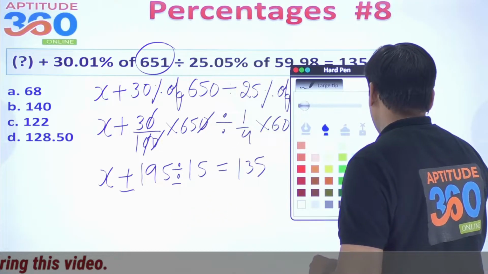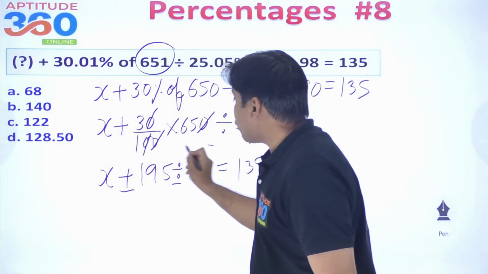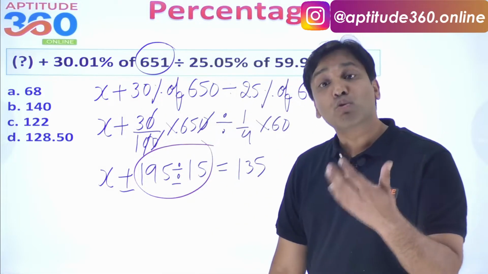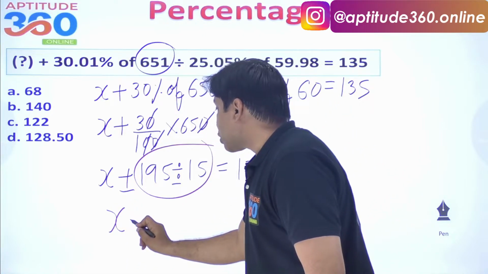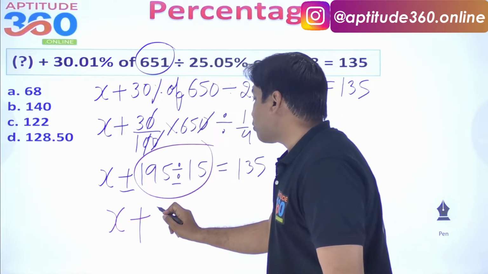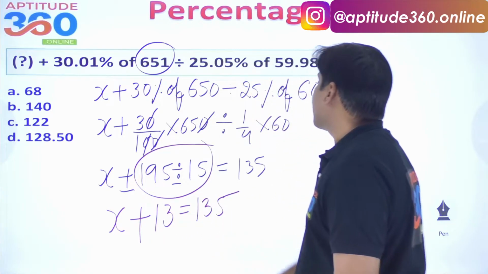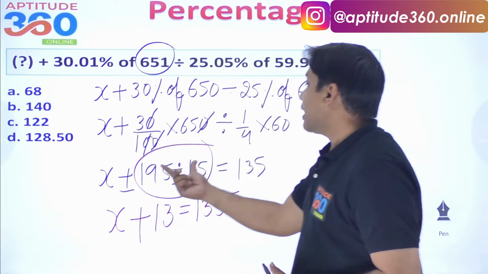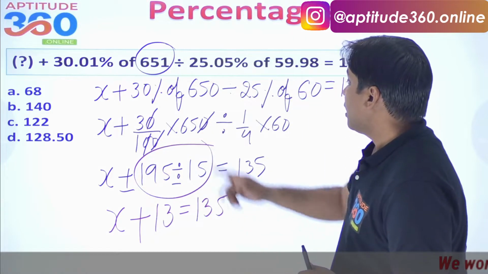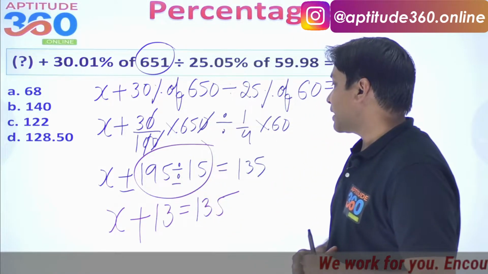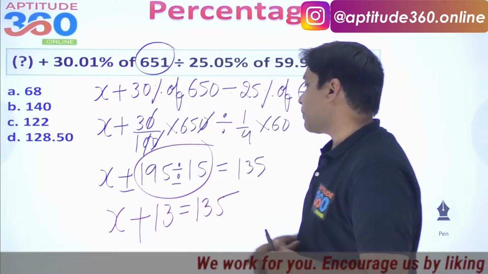And if you get this right, then what is left here? Now first of all you will have to simplify this as per the rule of BODMAS. So this value becomes what? X plus this value is coming out as 13 is equal to this value. Do you understand this thing? So that's going to be 195 upon 15. 195 upon 15 is coming out as 13.